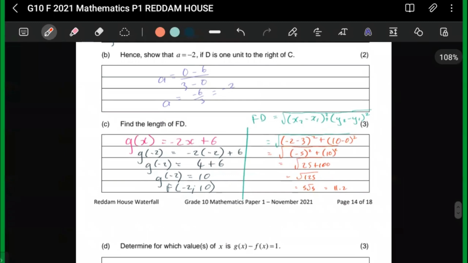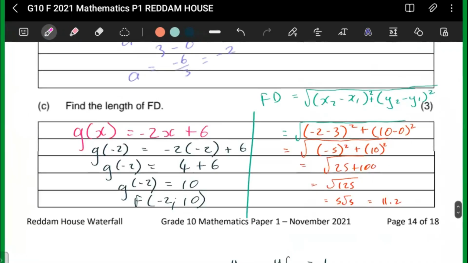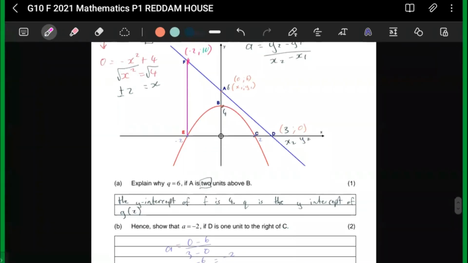Let us keep moving forward. D says, determine for which values of x is g of x minus f of x equal to 1. What they mean is, you have to look at your graph and look at where the distance between the y value of g and the y value of f is equal to 1. You see, that's what they're asking you. You have to look for where the distance between the y value of g and the y value of f is a 1.